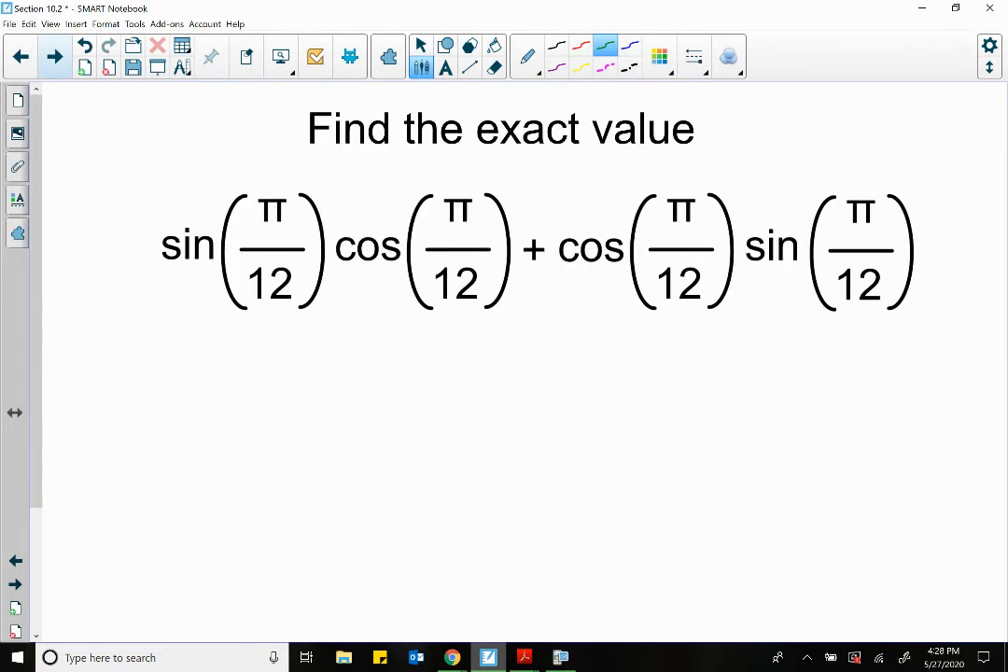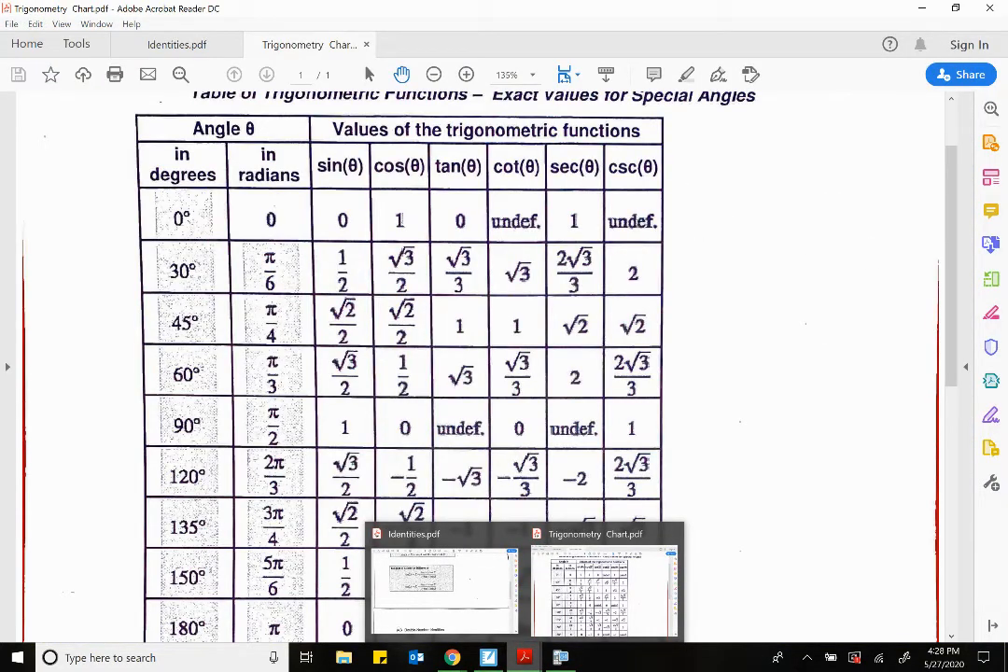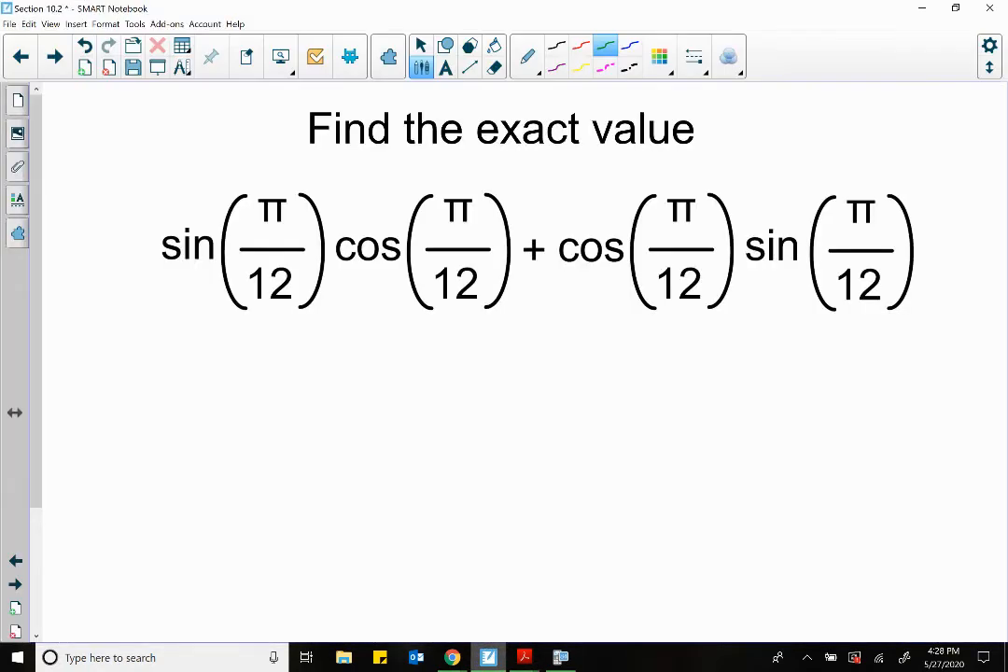Uh-oh. What's going on? Do we know what sine pi over 12 is? No. It's not on our list. Okay, there's no pi over 12 over here. So what do you think they're having us do?